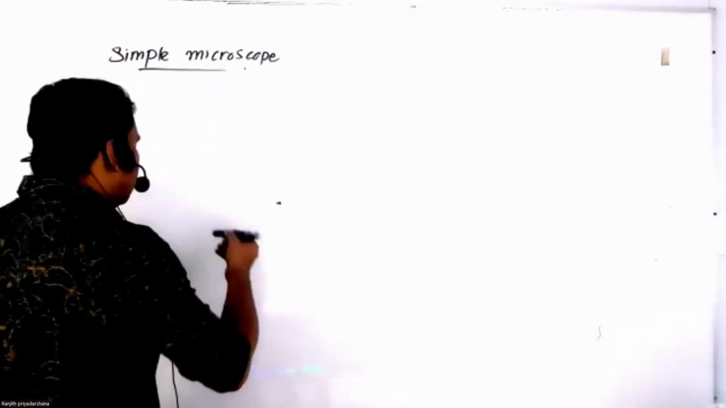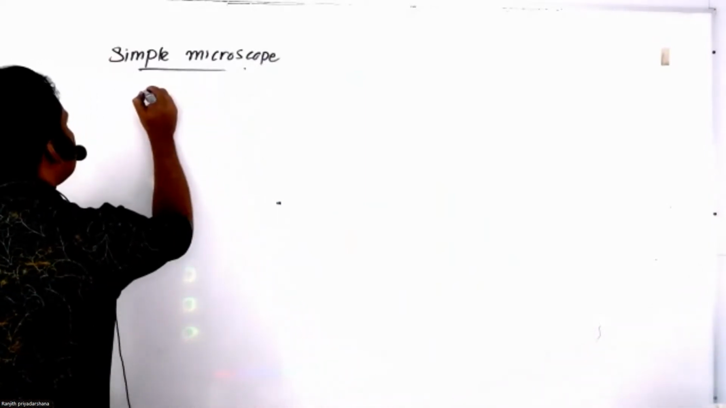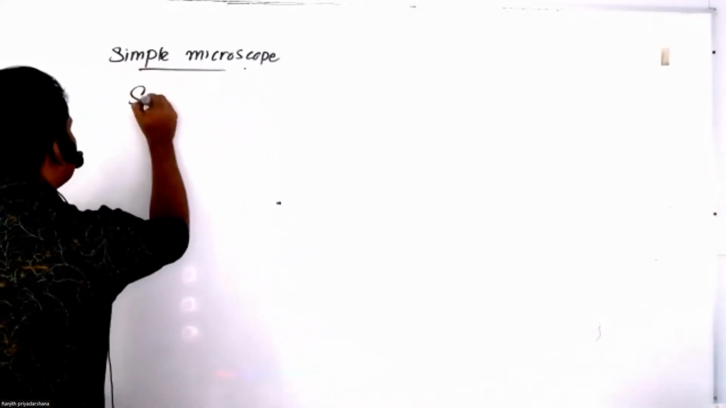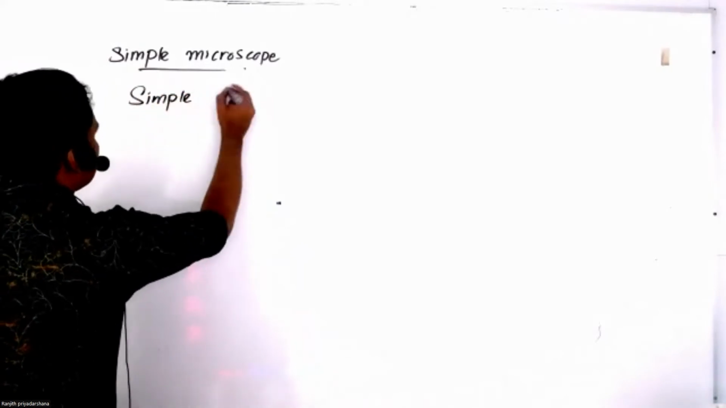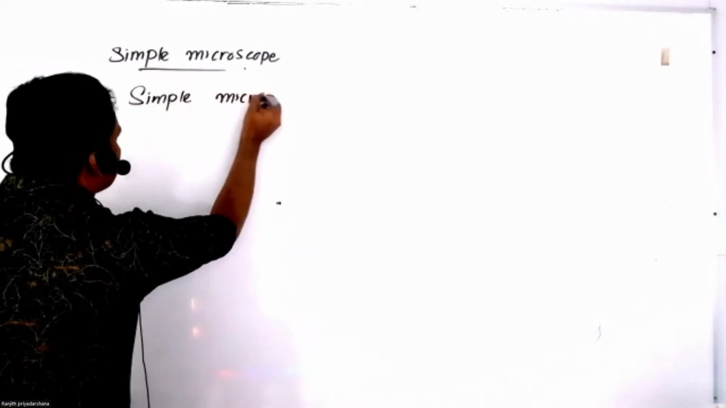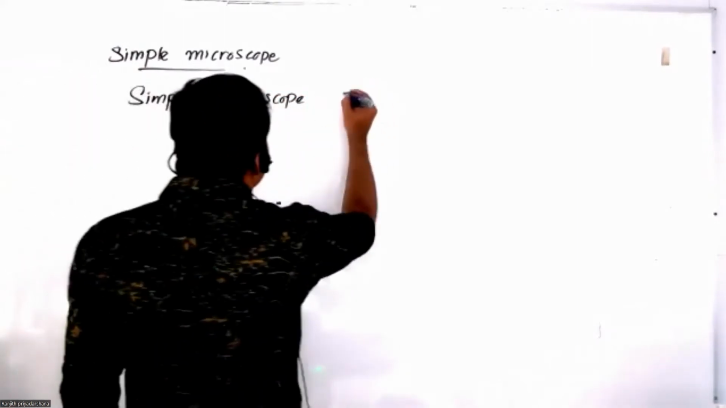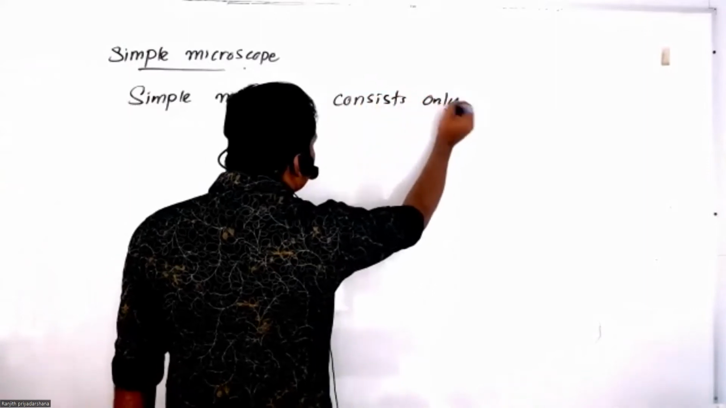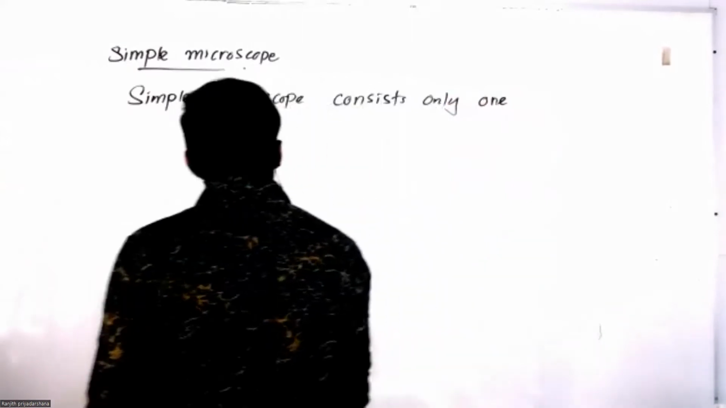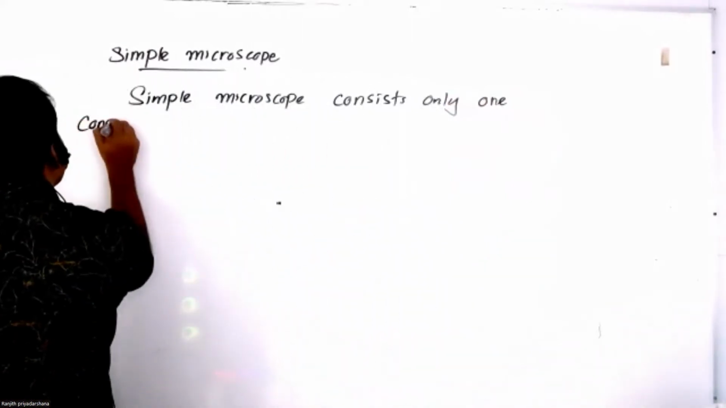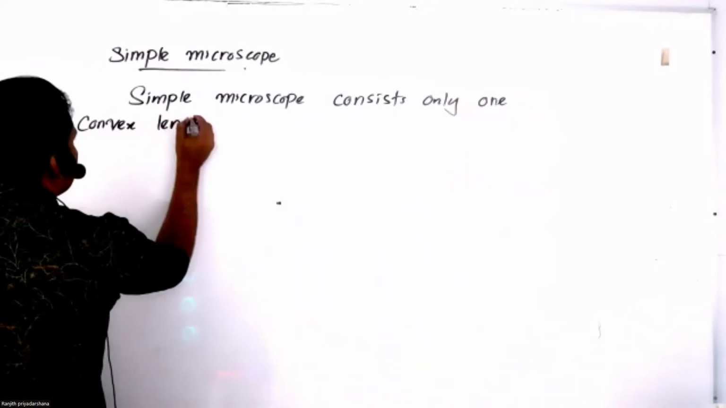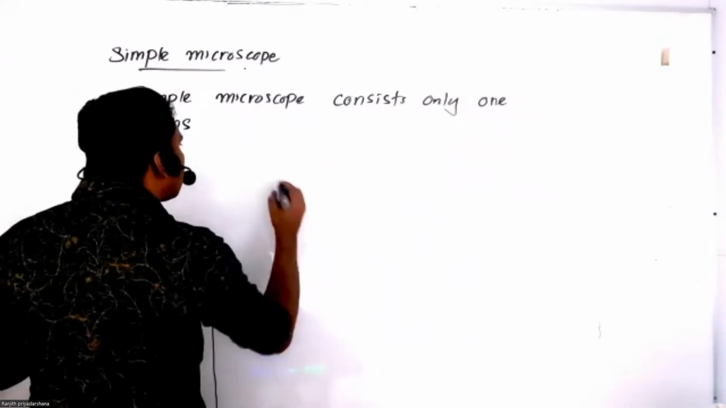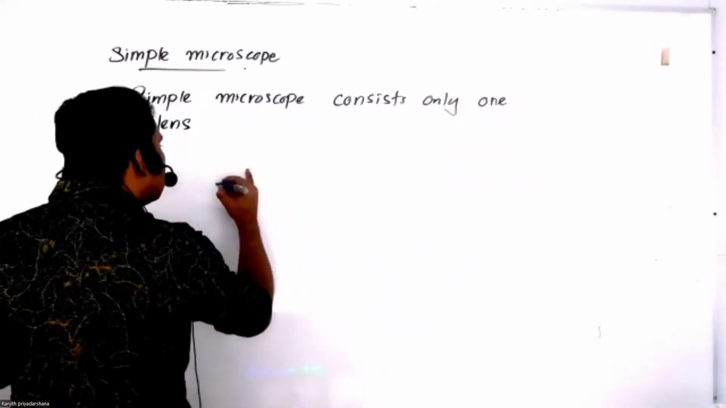Okay, now let's define. Yes, as only one convex lens, a simple microscope consists only of one convex lens. Okay, so its external shape, there are different shapes.